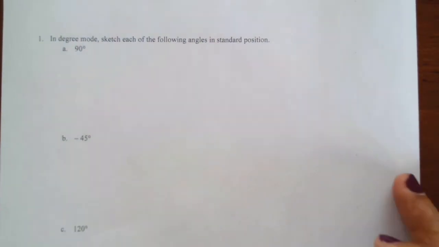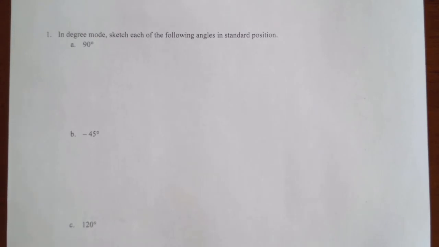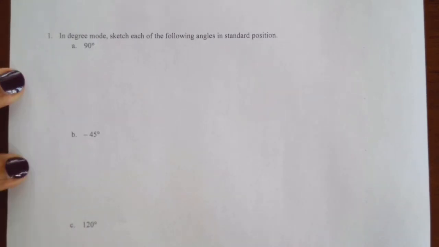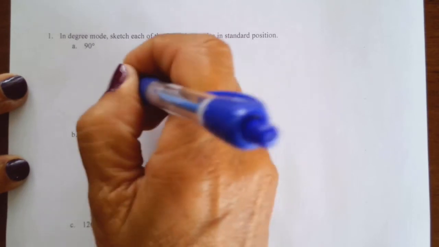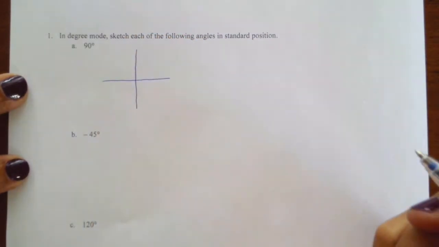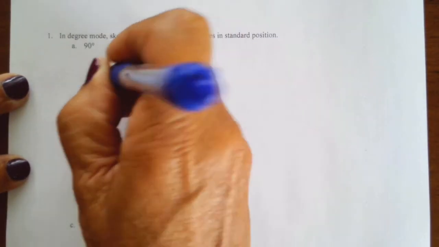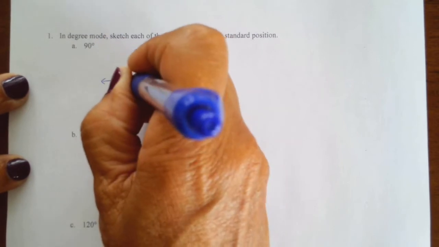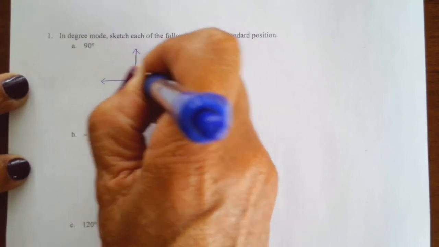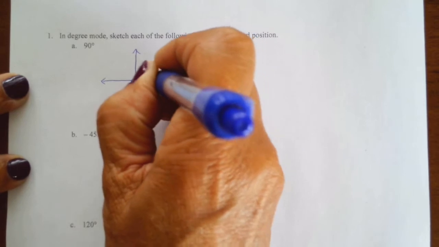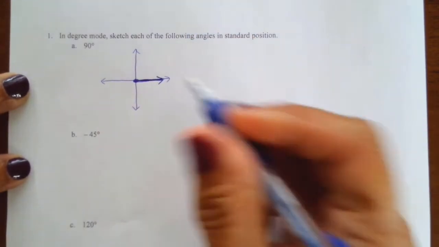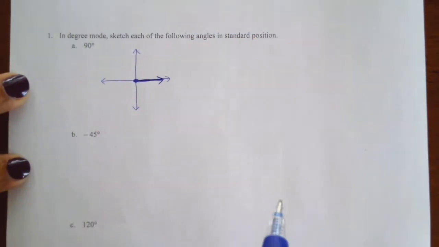So we're going to start by drawing some angles because you need to be able to sketch an angle, and that includes rotating it the correct way. We're going to sketch the following angles in standard position. For every angle, when you start, if you're asked to draw it in standard position, here is the coordinate plane. The initial side will always be on the positive x-axis, always. So for every one of these, that is how you start.